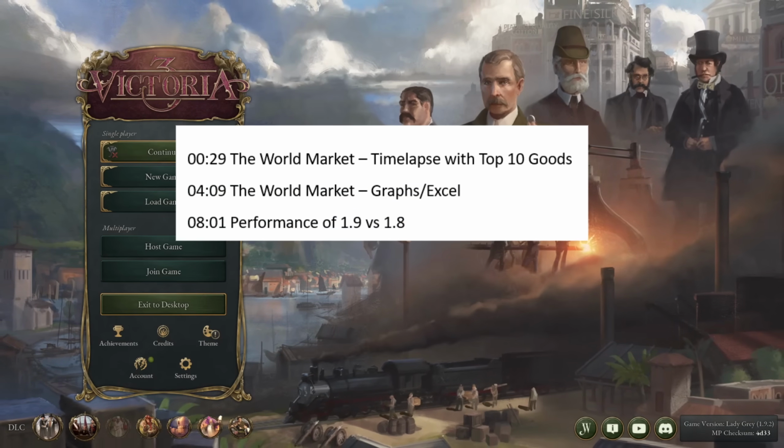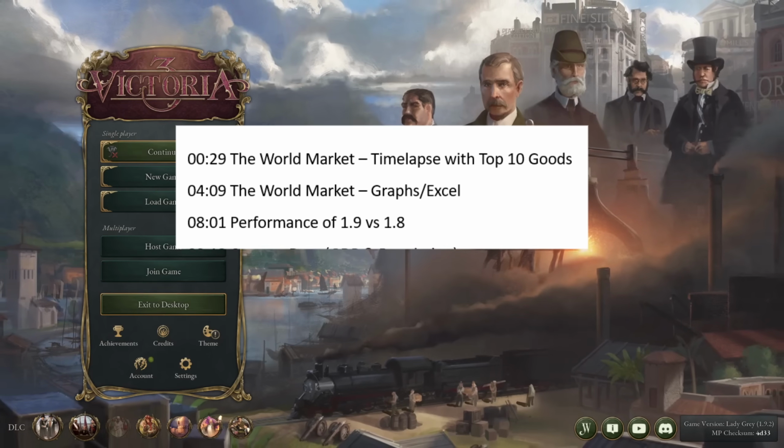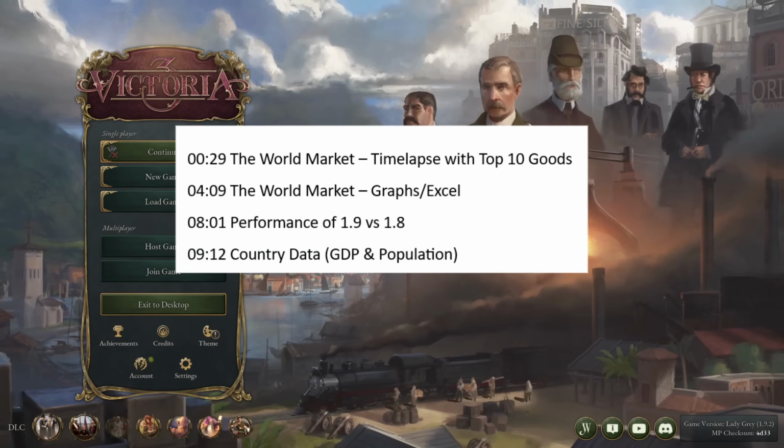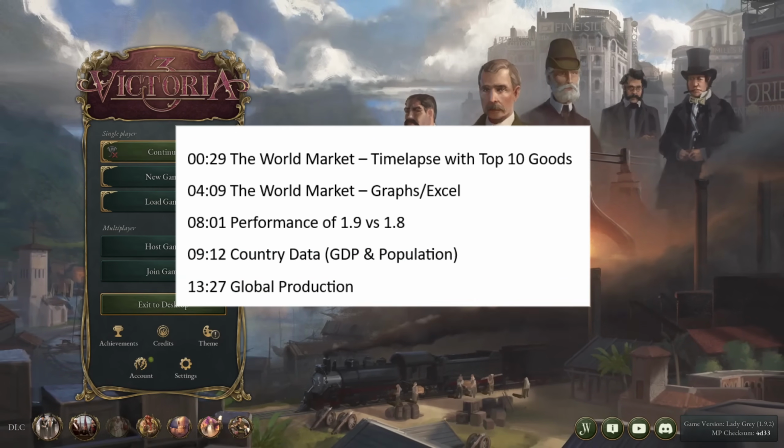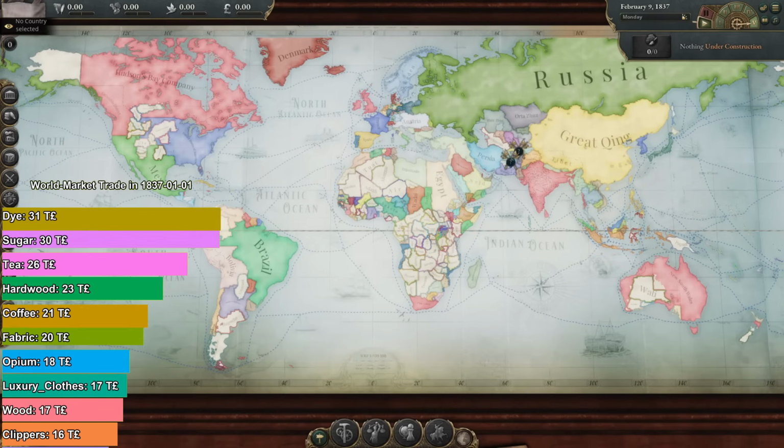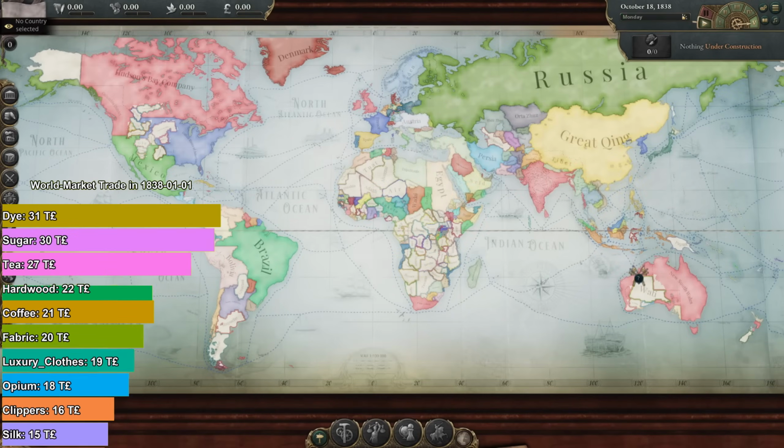Performance of 1.9 versus 1.8, country data like GDP and population, and global production. Let's start with the world market and the time-lapse. So what do we see here?